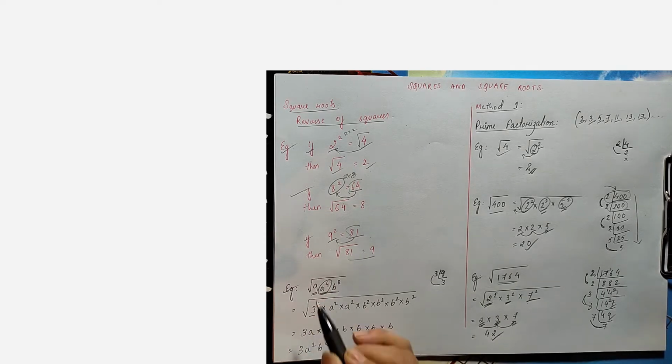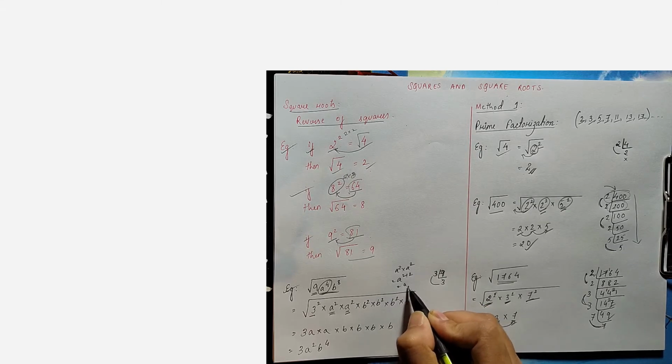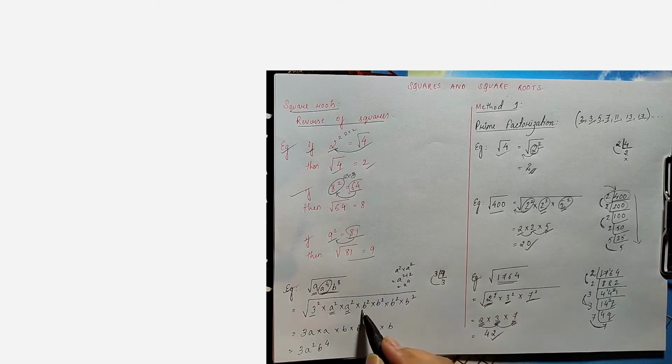Now a to the power 4 can be written as a square and a square. Because a square into a square means a to the power 2 plus 2, the exponent rule, and you get a to the power 4. Similarly for b. b to the power 8 can be written as b square into b square into b square into b square, that is 4 times.